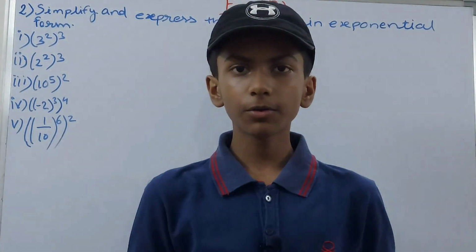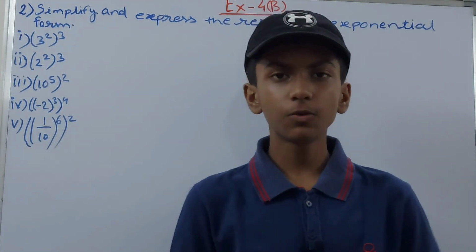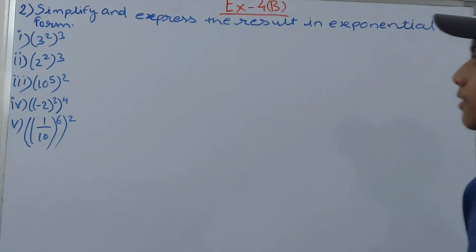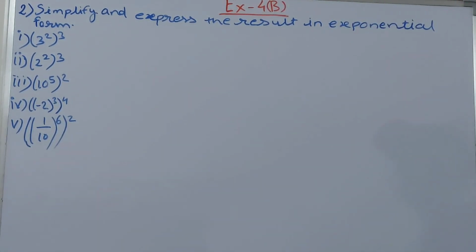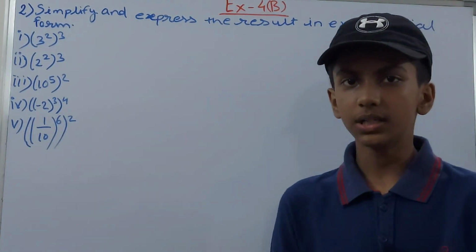In this video, we are going to solve ICSE Mathematics Class 7 Chapter 4 Exponents Exercise 4B Question 2, right? What do we have here? We have simplify and express the results in exponential form, right? So you see, one base is only given and two powers are given.